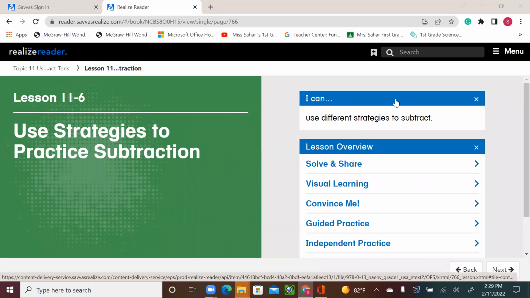Hello, first graders. Welcome to a new math lesson. We're still in topic 11. Today is lesson 6, use strategies to practice subtraction. This lesson will practice all the different strategies that we learned, either open number line, 100 chart, or even mental math. So let's see what we have.